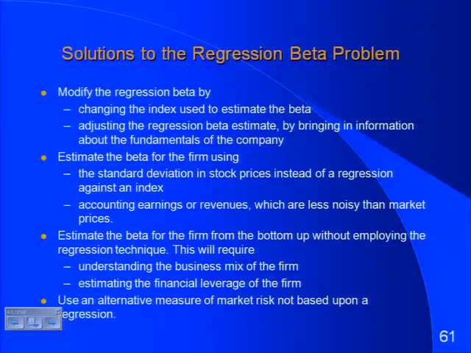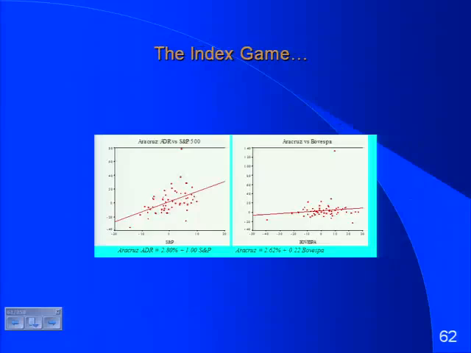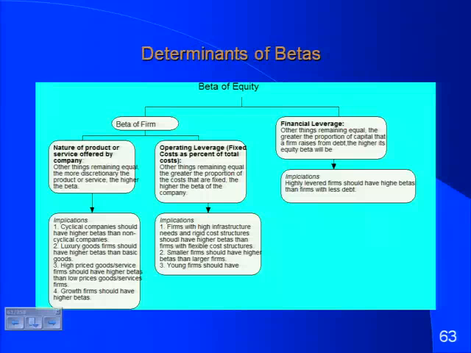But you need to be clear about what you're building into the discount rate and why you're using the numbers you are. Okay? So let's talk about the bottom-up beta approach.